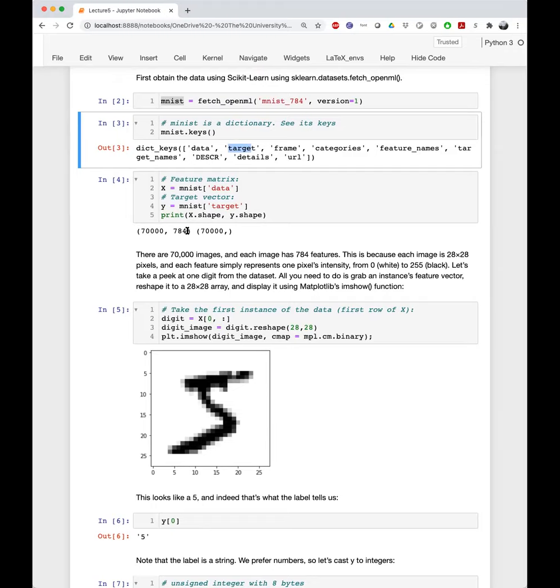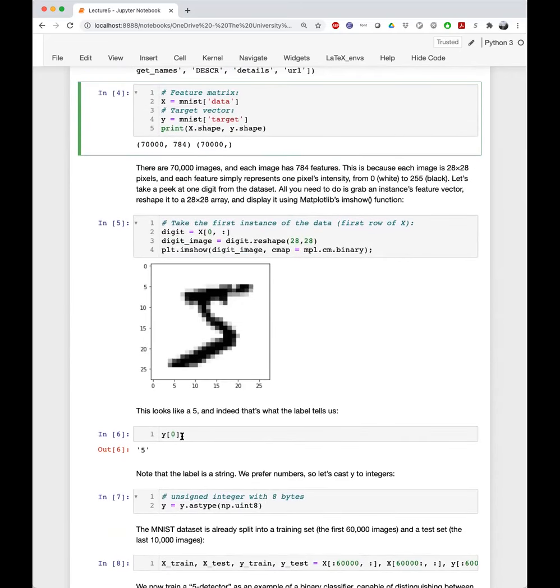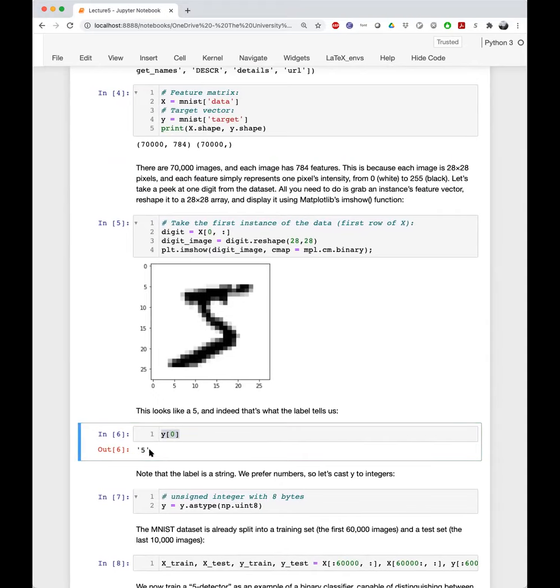is represented by a 28 by 28 matrix. Each entry of the matrix is the pixel's intensity, right? So we have many columns, and we also have 70,000 labels. And we can also print out labels. For example, we look at y0, the first label, right? It's equal to 5.